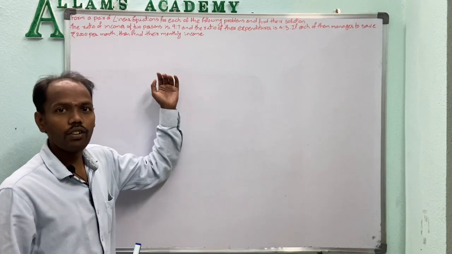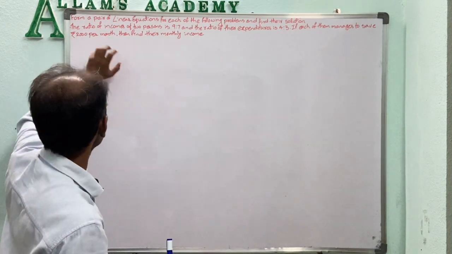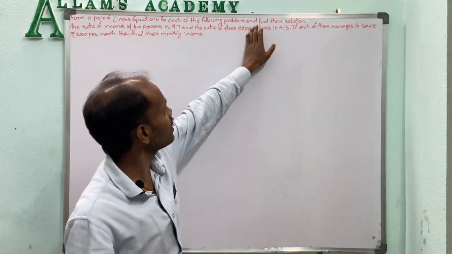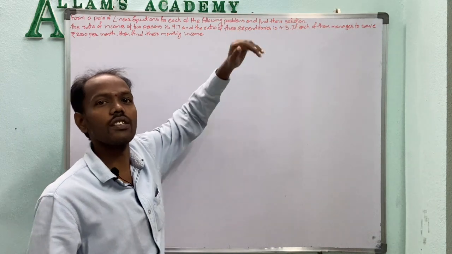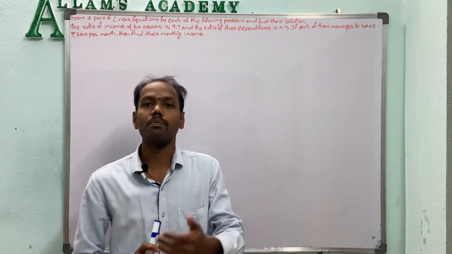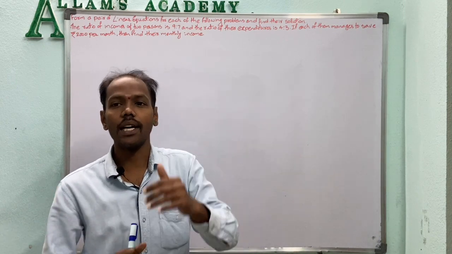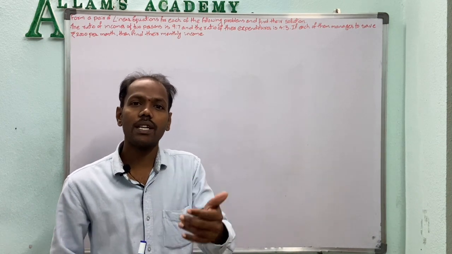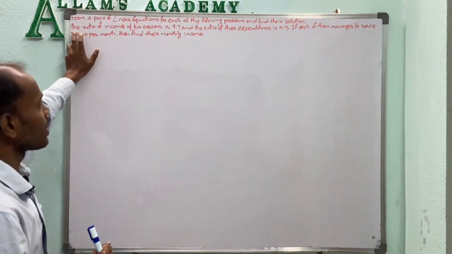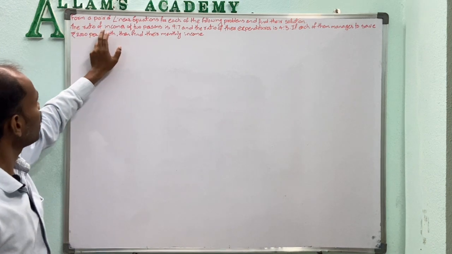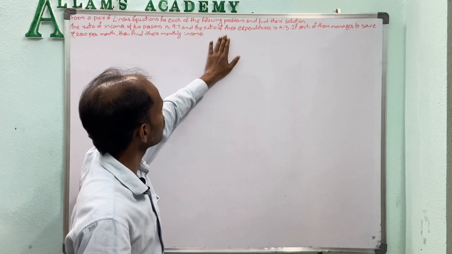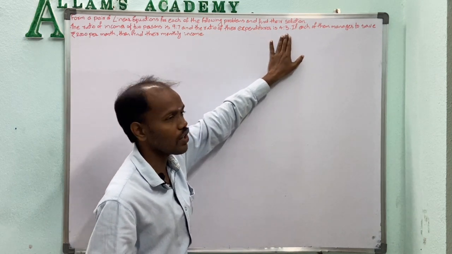Here, given the workout problems of pair of linear equations: form a pair of linear equations for each of the following problems and find their solution. So first we have to write the given information as a pair of linear equations and then solve through the elimination method, otherwise the substitution method. So the first problem given here: the ratio of incomes of two persons is 9:7 and the ratio of their expenditures is 4:3.